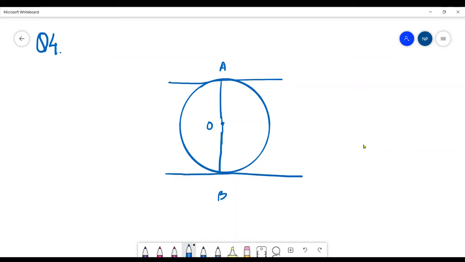Okay, and these are the tangents. Let this be P and let this be Q. We have to prove that these lines are parallel. That means line P is parallel to line Q. Okay. So first of all, we are going to write what is given. We have that AB is the diameter. AB is the diameter, that is given.